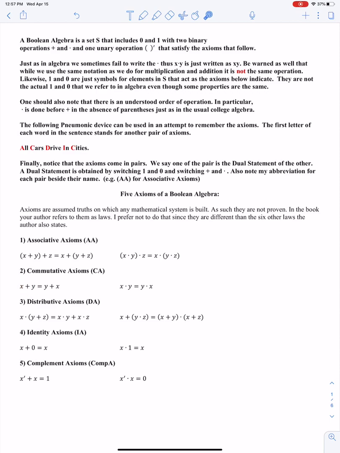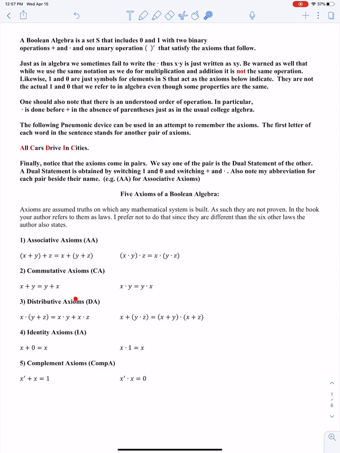The commutative axioms, we assume that what? X plus y is always y plus x. So it doesn't matter which order you do it, just like x dot y is the same as y dot x. All right? That's the commutative axiom.